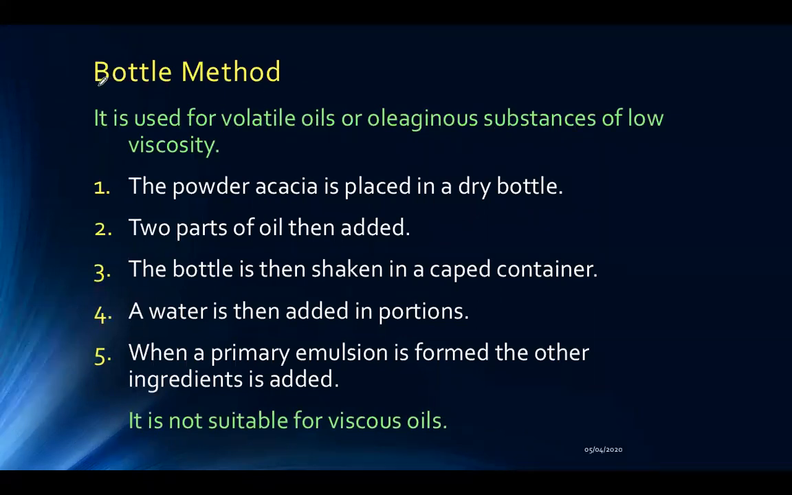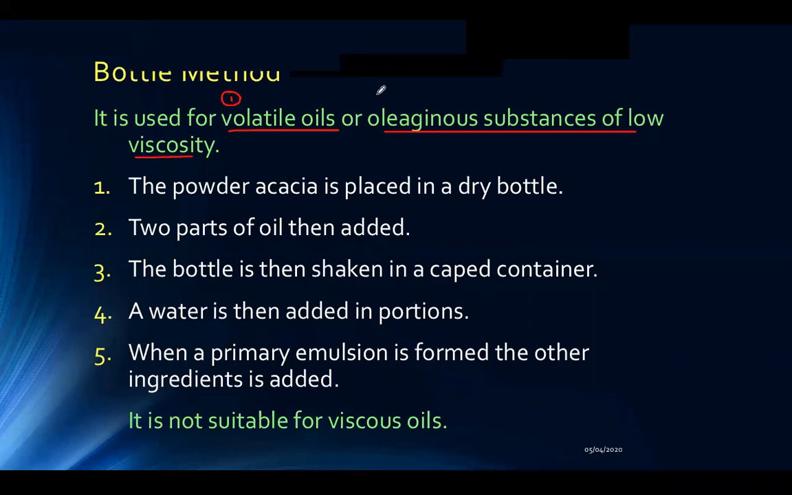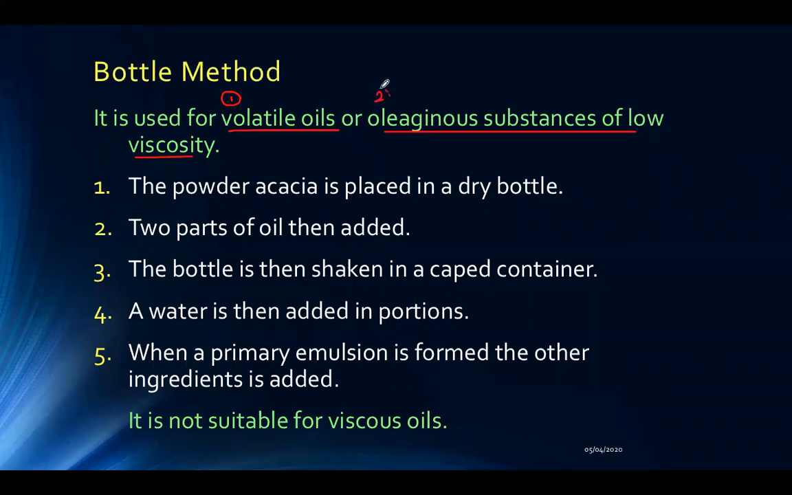البوتل ميثود من اسمها بوتل ميثود you use bottle to produce this emulsion. It is used for volatile oil، يعني هاي تستعمل لزيوت الطيارة volatile oil. It's used for volatile oil or oleaginous substances of low viscosity يعني هاي تستعمل في شغلتين، يا إما الفوليتايل اويل لما يكون عندك فوليتايل اويل، او عندك مثلا مواد زيتيه الفيسكوسيتي تبعتها كتير قليله فبتستعمل البوتل ميثود.